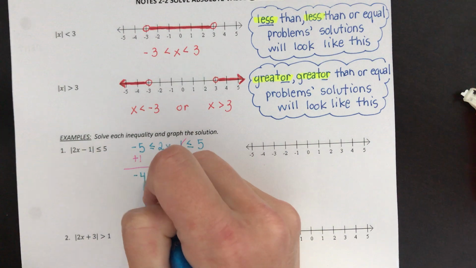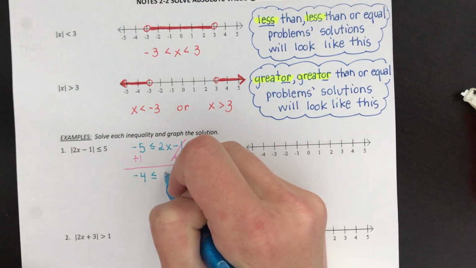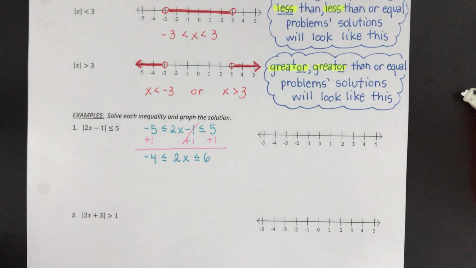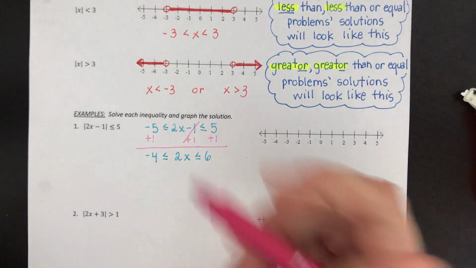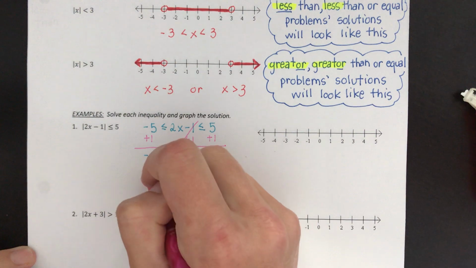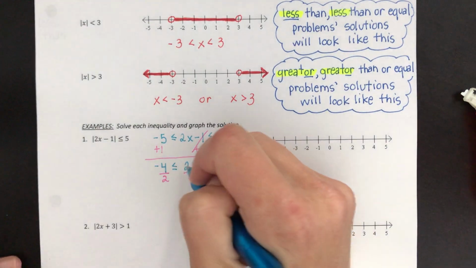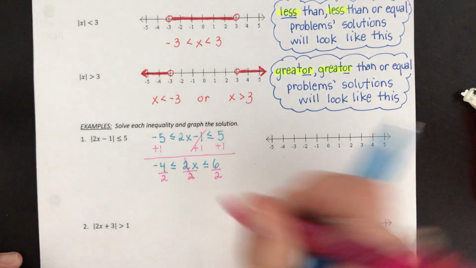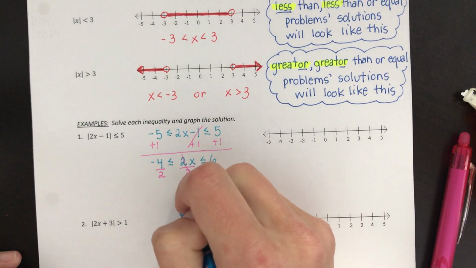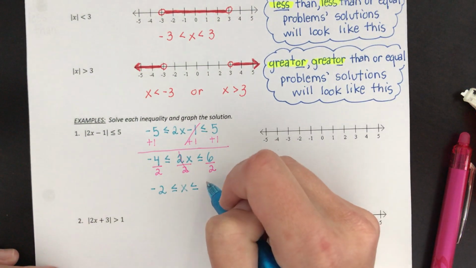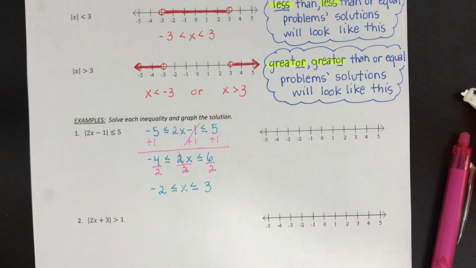So this is going to be -4, drag down the less than or equal to, the 2x drags down, less than or equal to 6. And now I've got to completely isolate x, so that means I need to divide every single part by 2. Okay, so that of course is going to become just x. That's exactly what we want. And then this is -2 and this is +3.